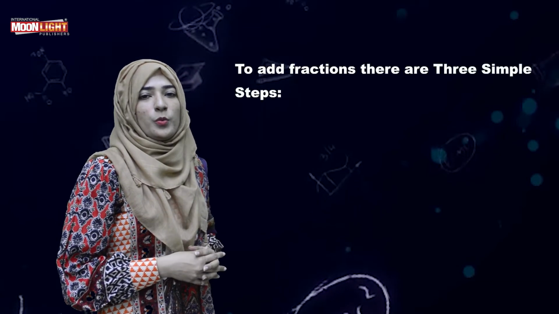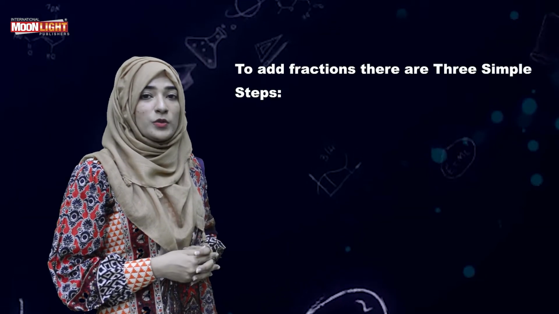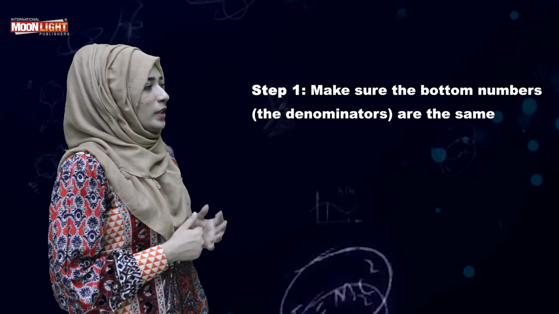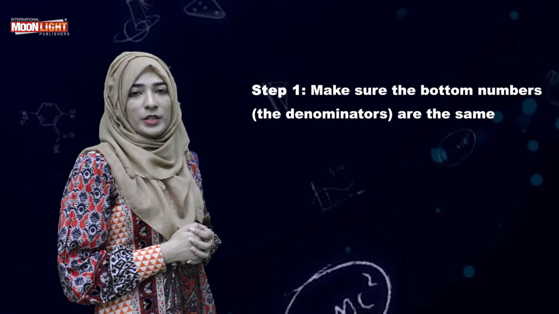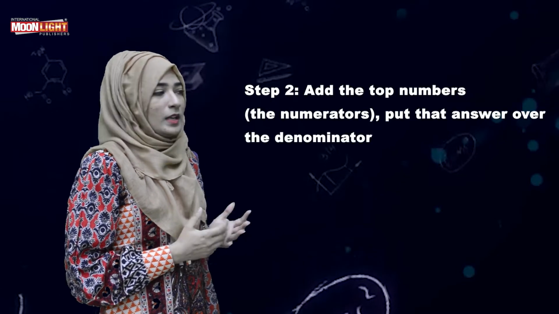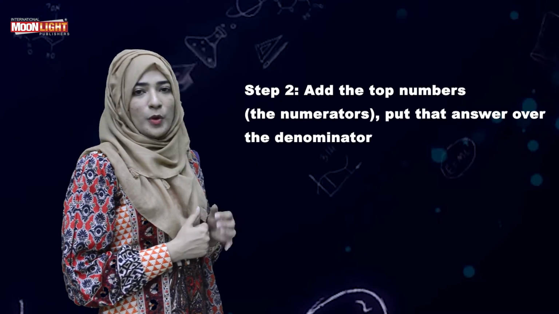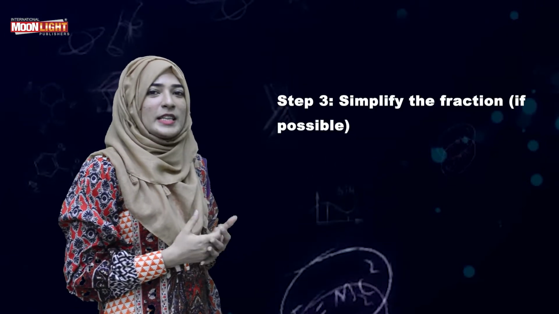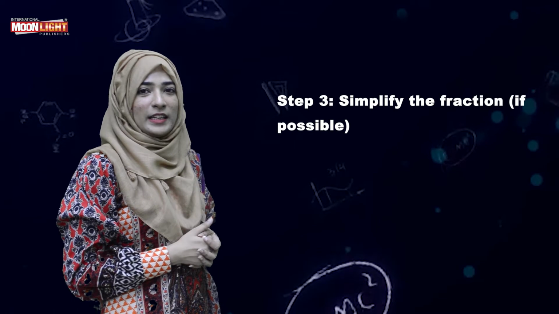Now let's move toward the addition of fractions, and for this we need to follow some steps. Step 1 is make sure the bottom numbers, the denominators, are the same. The next one is add the top numbers and write over the denominator. Step 3 is simplify the fraction if there is any need.